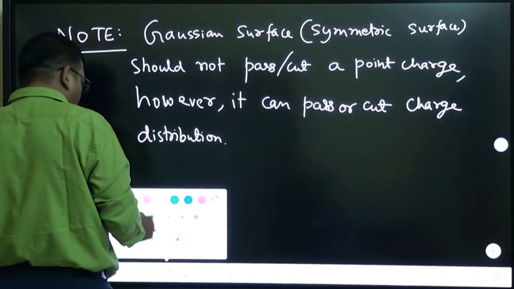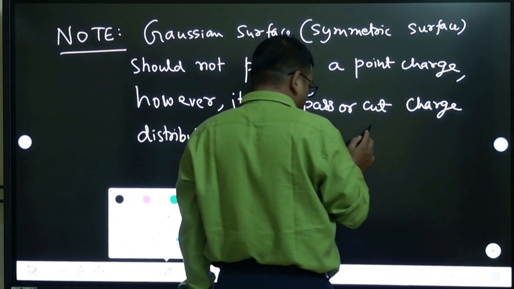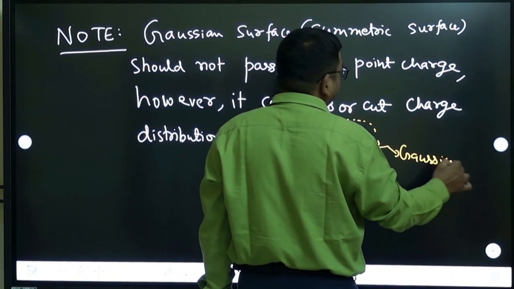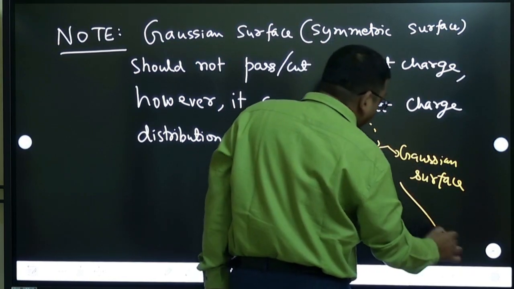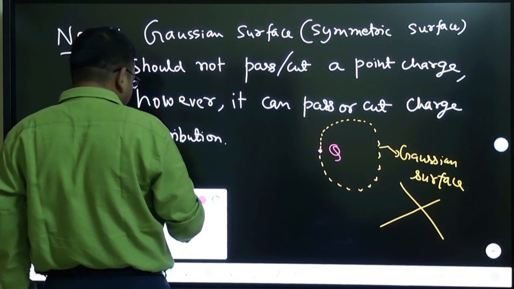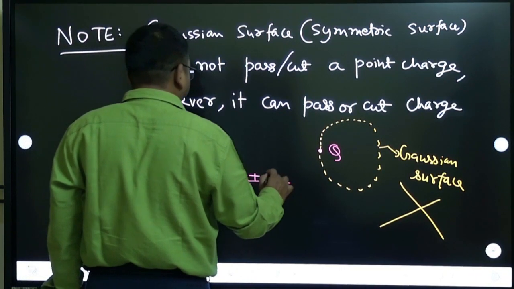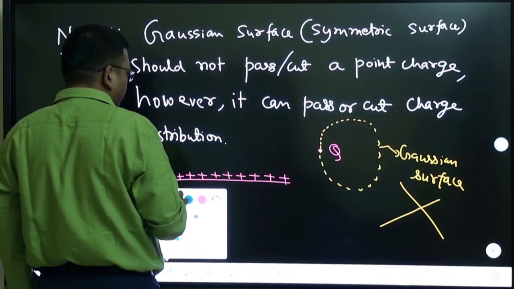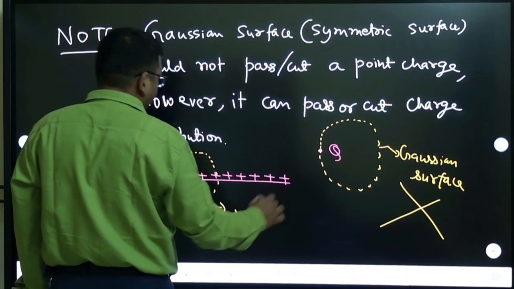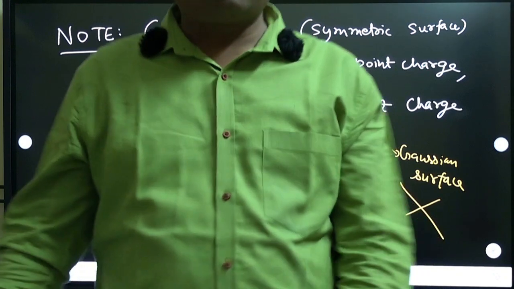What does that mean? Suppose there is a point charge here, you cannot draw a Gaussian surface passing through it. This type of Gaussian surface is not possible. We should not take a Gaussian surface which passes through a point charge. But suppose there is a charge distribution, let us say a rod on which charges are distributed. Then we can take a surface passing through this. If you want, you can choose this type of surface. This type of Gaussian surface is possible.